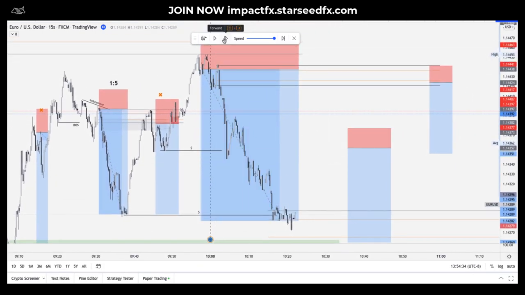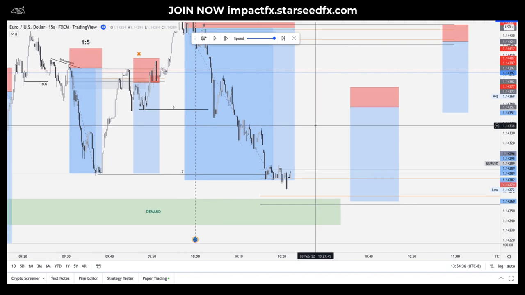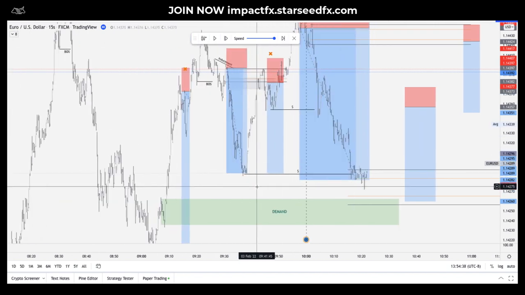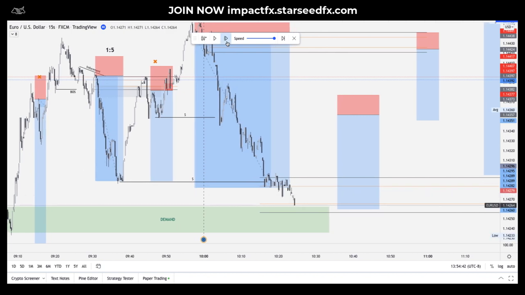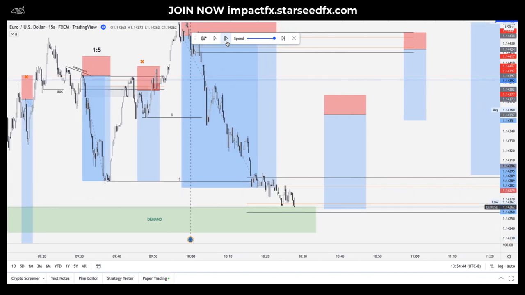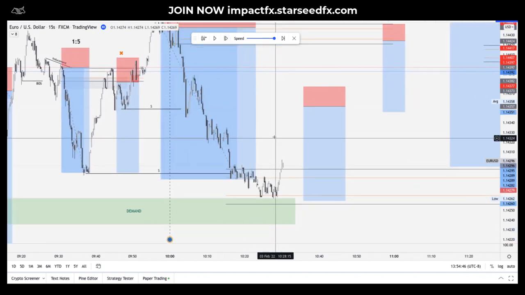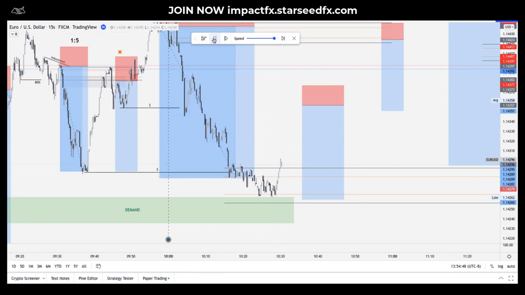Okay, and this is where we could have taken a buy, honestly. I don't know what I was thinking. This was a really nice demand area. We end up getting a really nice chalk. So we take out the low, take out the high. We definitely could have bought right here. We did not.